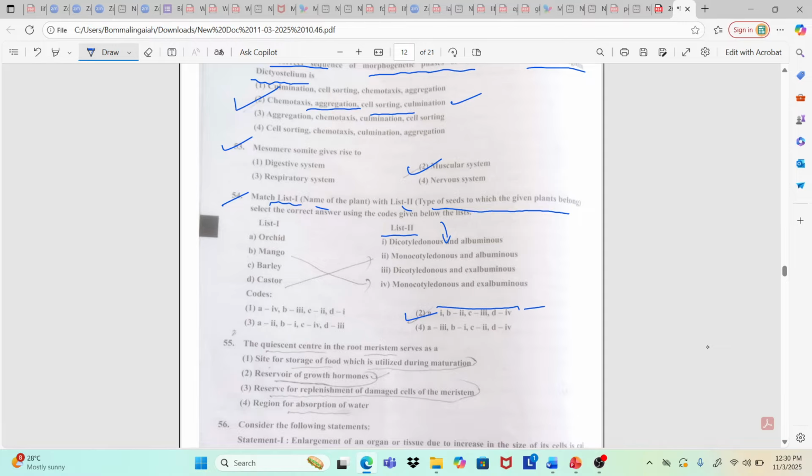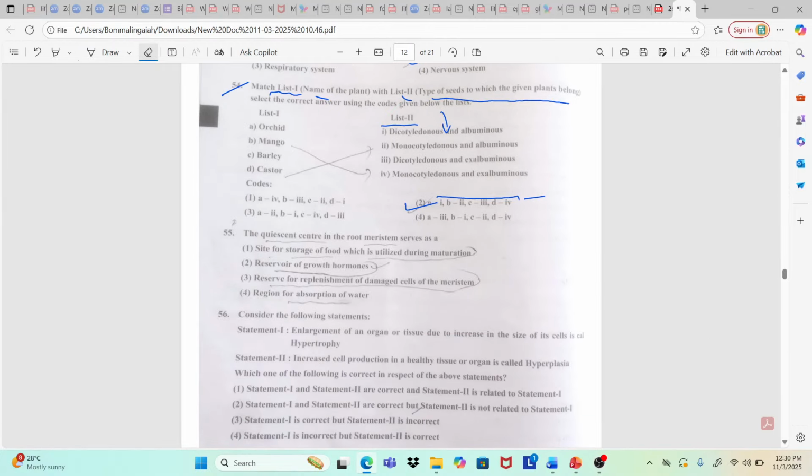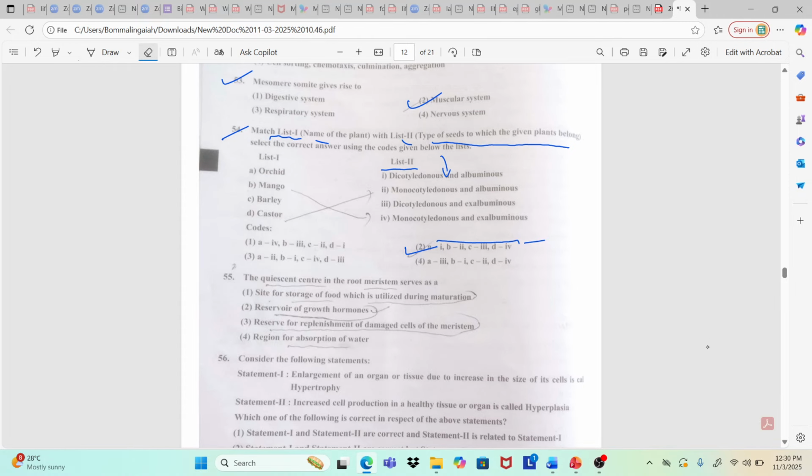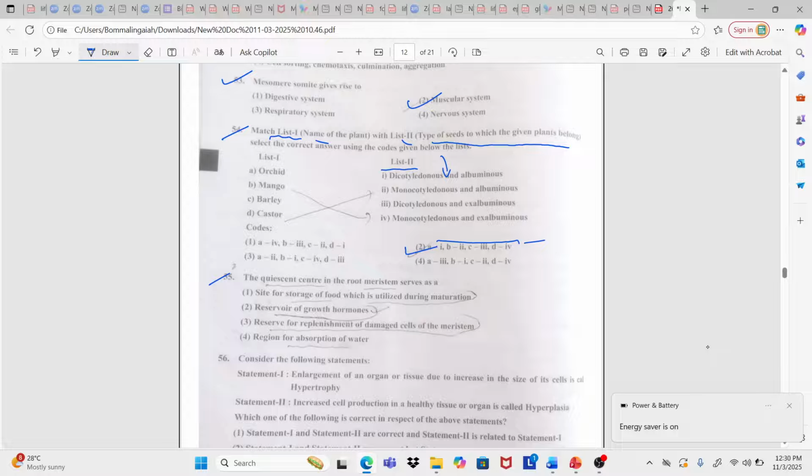The next question, question number 55. The Kset center in the root meristem serves as. I'm not giving the answer for this question. Let's wait for the KA key answers. Okay, next, question 56.